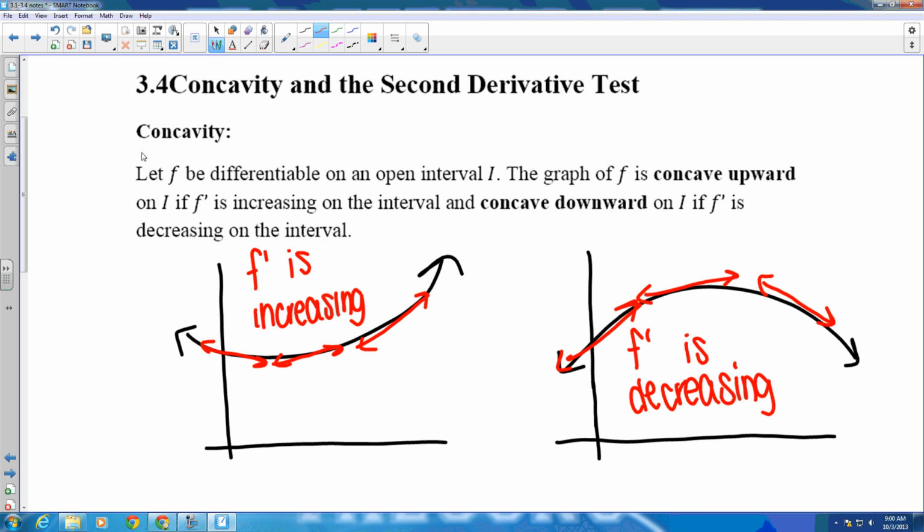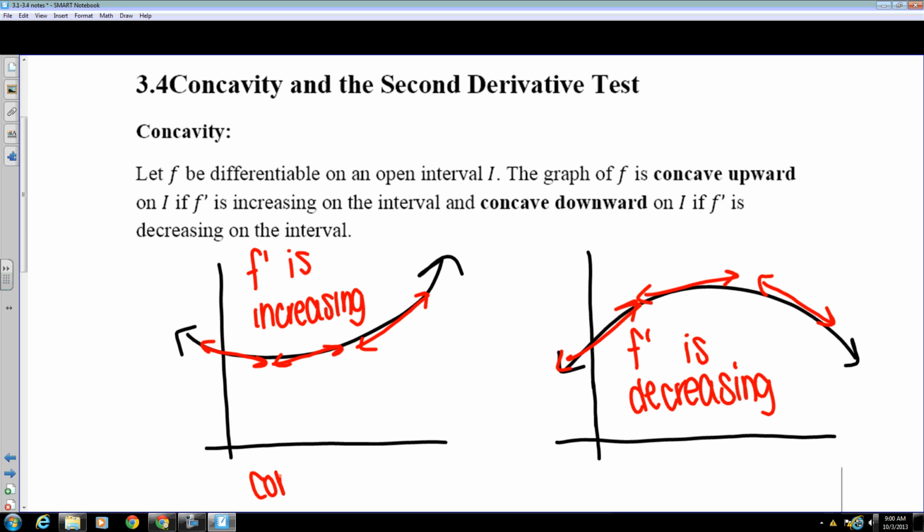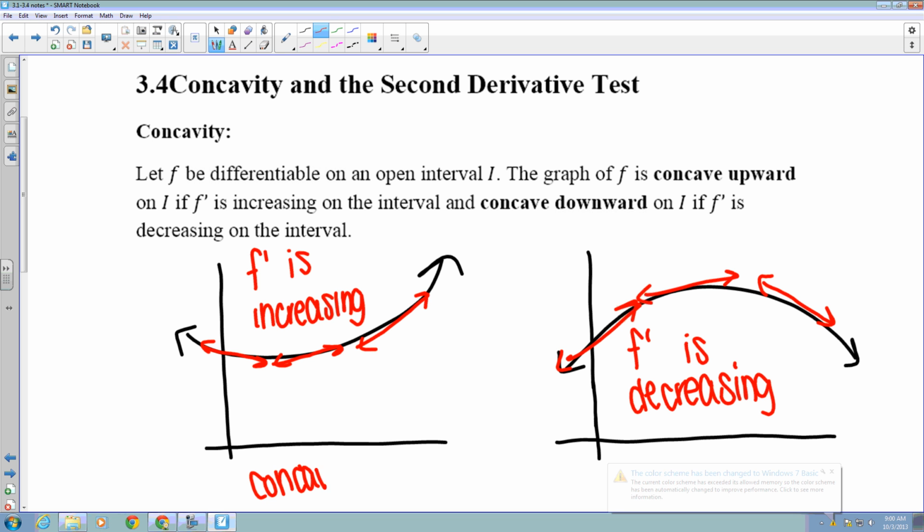The first one is when f prime is increasing. Notice I drew a few tangent lines. The first one is negative, and then it slowly is getting steeper and steeper. So that means the derivative is increasing. This is called concave up. Notice it kind of looks like a cup, so concave up is kind of easy to figure out.